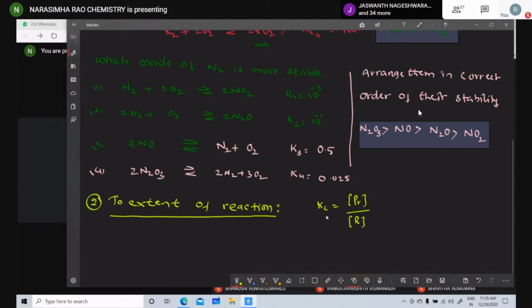Okay. For example, suppose the Kc value is higher. Kc value higher means product concentration is higher. Means most of the reaction is completed. So if Kc value is low, more reactant is left. It's clear. Understand, Satvika? Yes, sir.